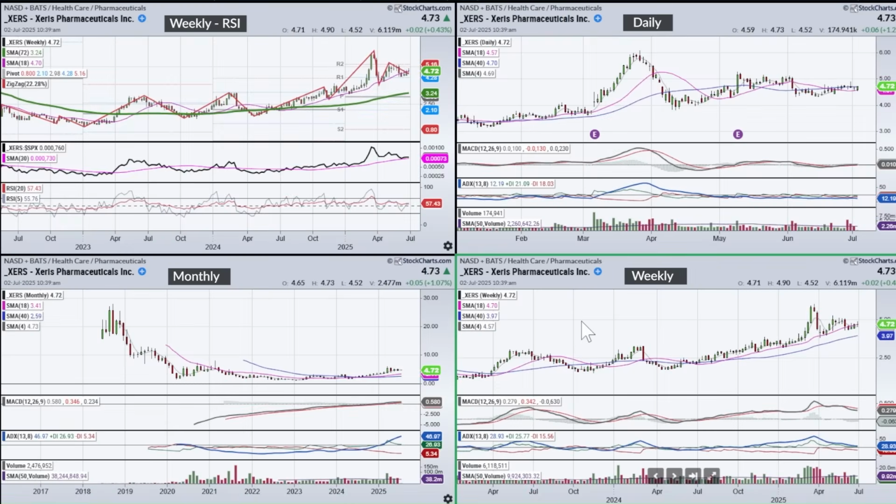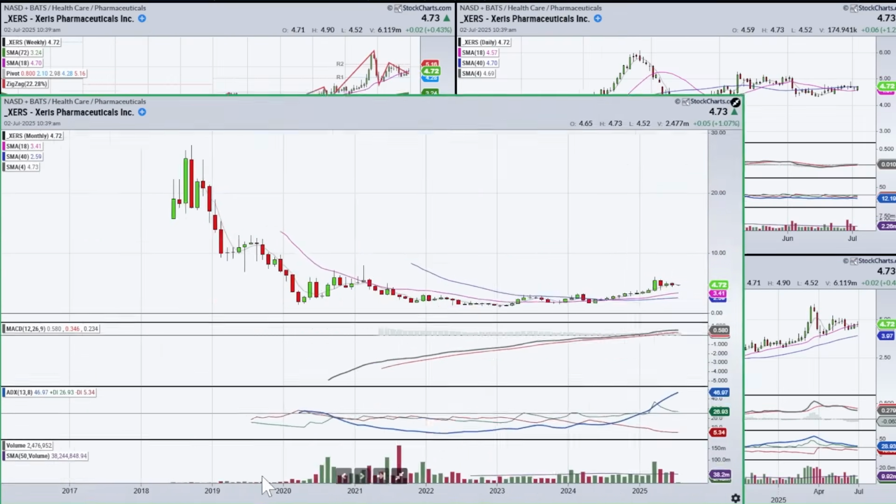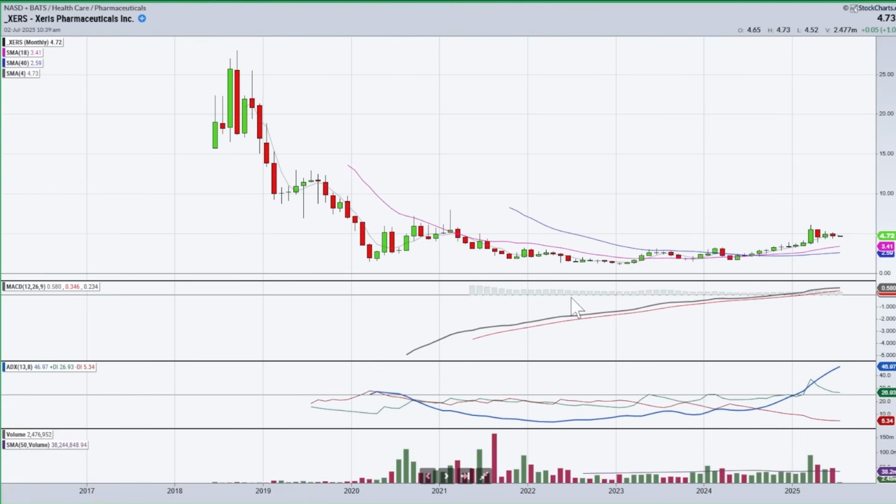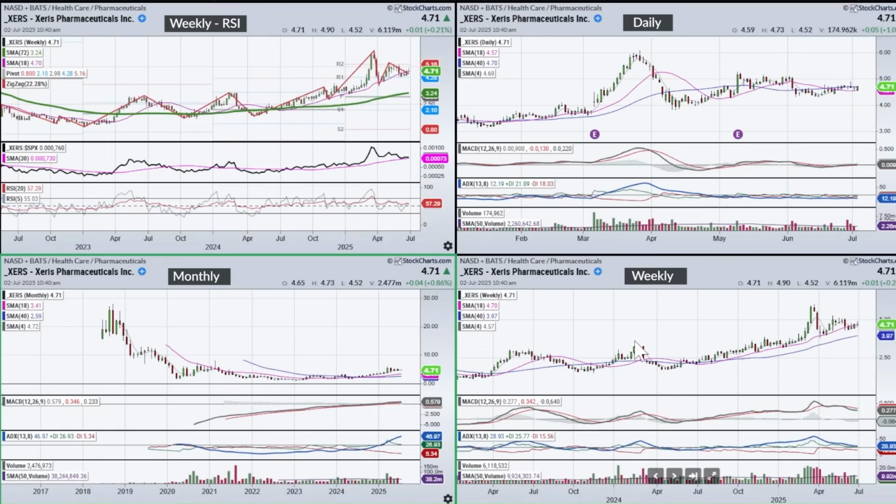Okay. XERS, look at this on a monthly chart. So this monthly chart, I think, looks pretty good. We were in a massive downtrend, went sideways for several years, and now we're starting to show signs of life with a really strong MACD, ADX, and volume pattern, right? All those conditions are in place. So that means we've got a pretty good bias in place.